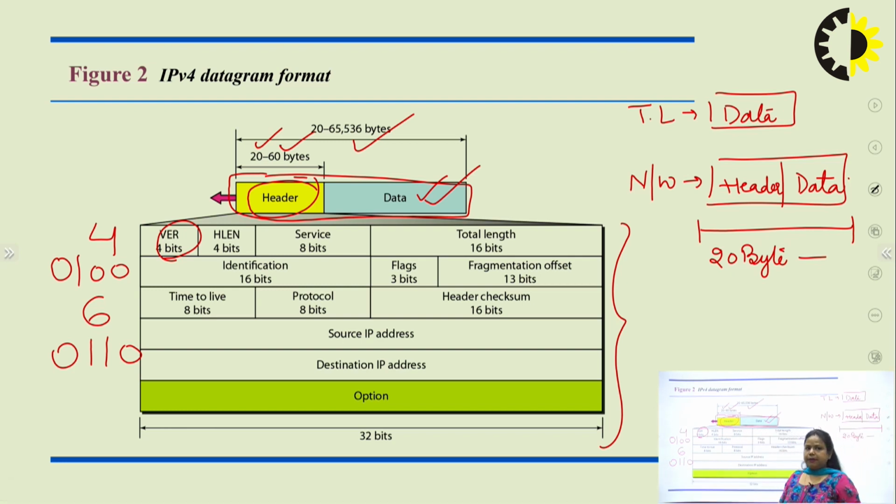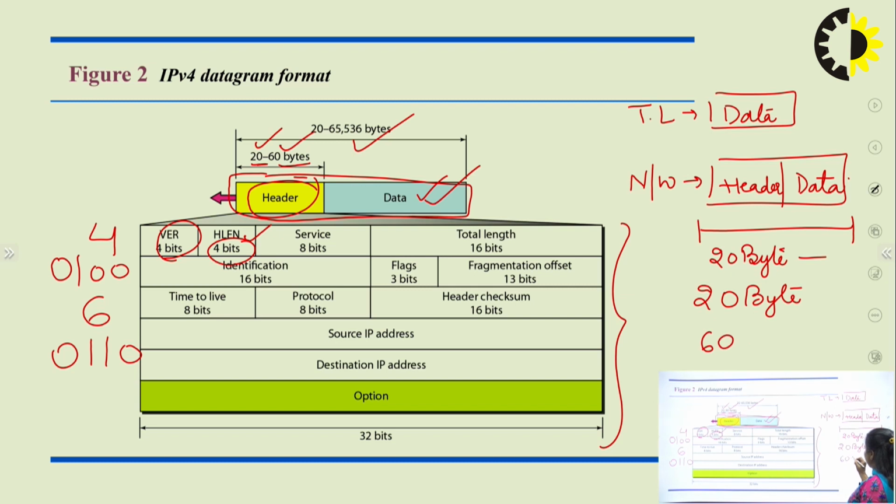Then the next parameter is HLEN. HLEN stands for header length. When I am talking about the header length, it is indicated in 4 bits, right? It means we have to talk about the header length. As you know, the header length is either 20 bytes long or 60 bytes long, right?